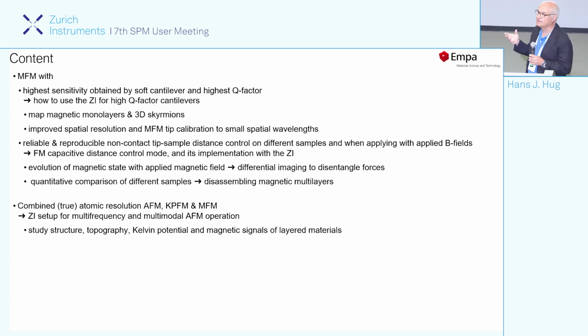If you have an increased sensitivity, you can do a lot of nice things, but you also discover there are some backgrounds in our measurements that we need to understand. So we can get improved resolution and, of course, do tip calibrations. Then what is super important is we want to be reliable and reproducible in our imaging. What that means is, you start a measurement on day one, Monday, and maybe a week later you want to do exactly the same measurement, because only then, if you're able to do that, you can compare different samples, or you can compare measurements on one sample in different magnetic fields. So that's super important. How do we do that? And how can we disentangle the forces?